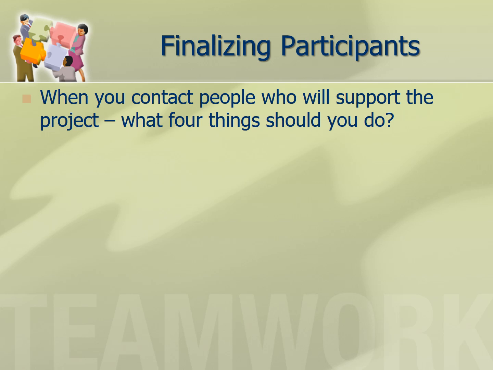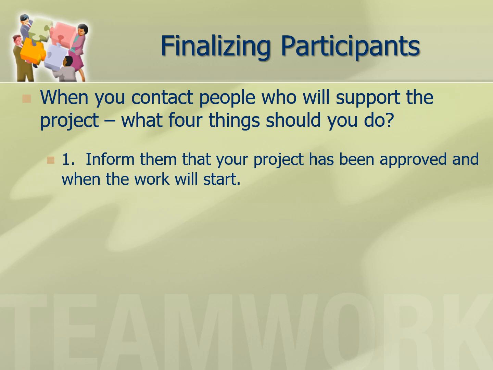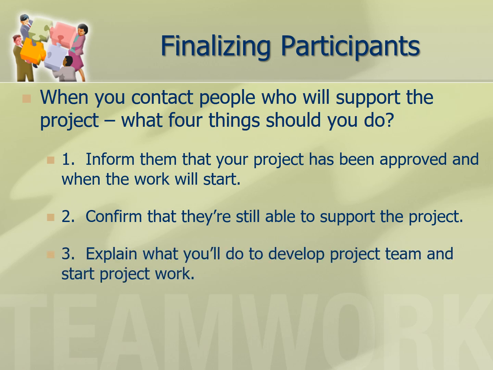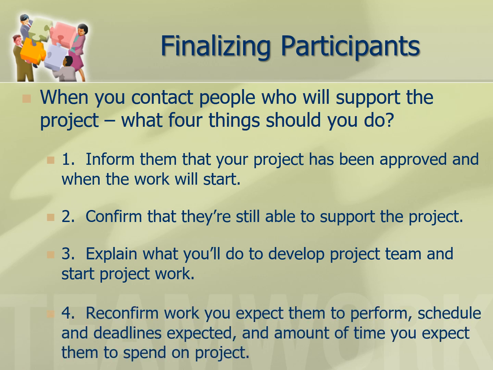And when you contact people who will support the project, the 4 things you should do is, first, inform them that your project has been approved and when the project will start. Confirm that they're still able to help and support the project. Explain what you'll do to develop the project team and then start the project work. And reconfirm you expect them to perform, schedule and deadlines expected, and amount of time you expect them to spend on the project. Make sure you define all that up front.